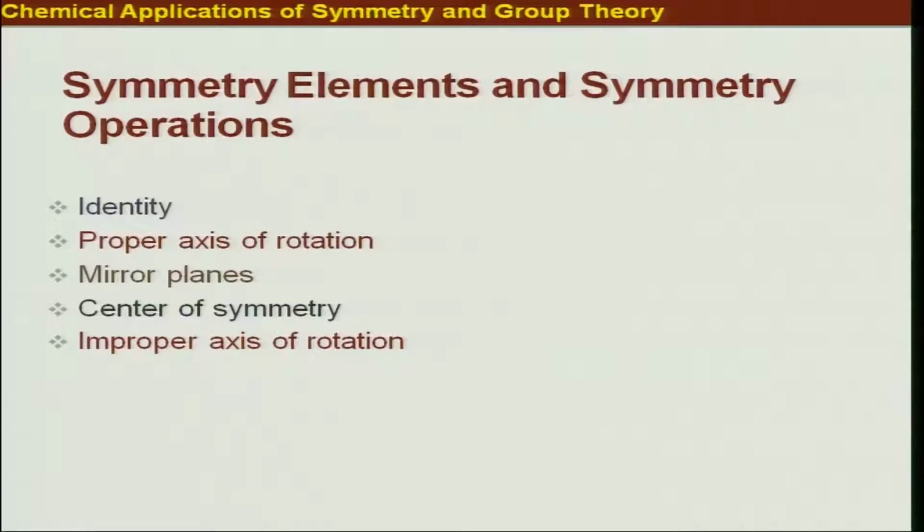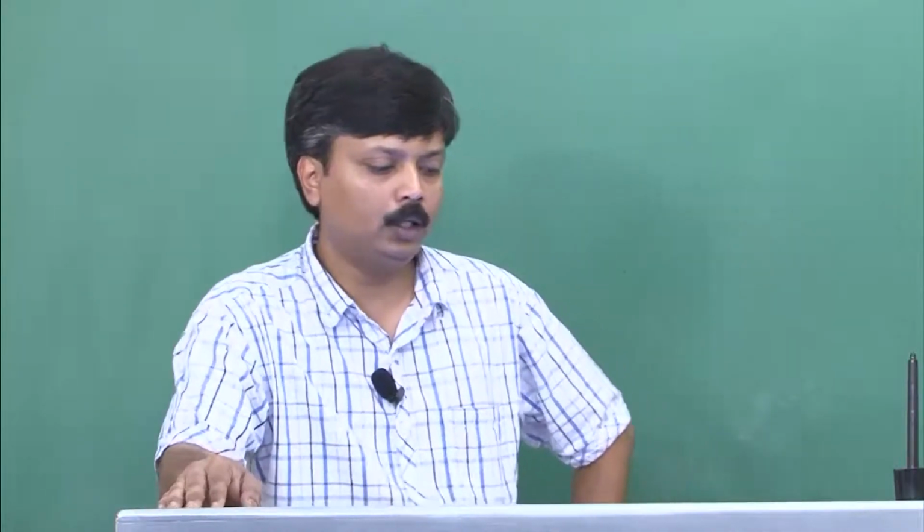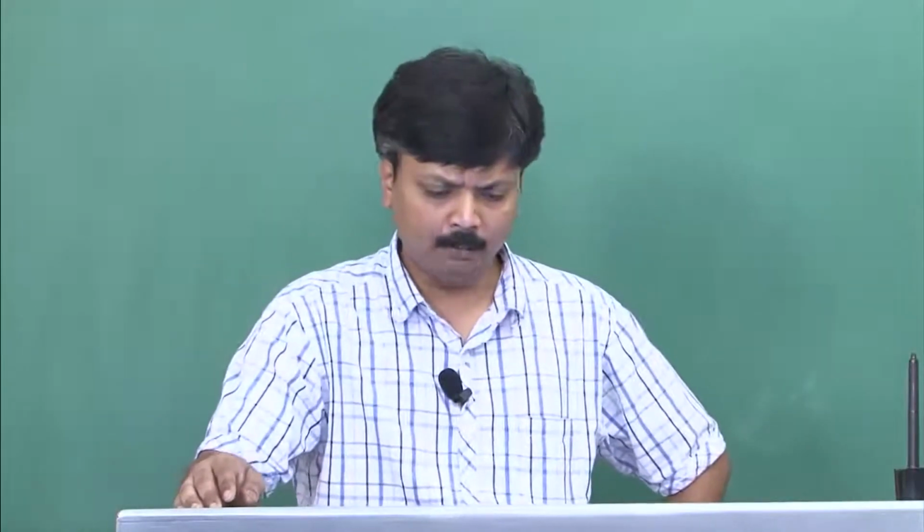We have 5 different symmetry elements: the identity element, the proper axis of rotation, mirror planes, the center of symmetry or inversion symmetry, and lastly the improper axis of rotation. In the last class we learnt about identity, which is the do-nothing operation, and also the proper axis of rotation. We showed you some examples of proper axis of rotation there.